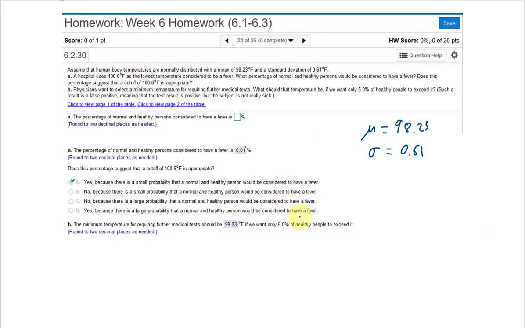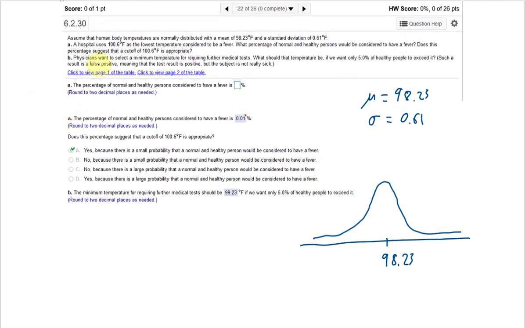Okay, so this is the normal curve. We know that we have the mean of 98.23. Okay, and then they ask you for the temperature of 100.6, maybe around here. So they ask you what percent of normal healthy people are above this temperature.